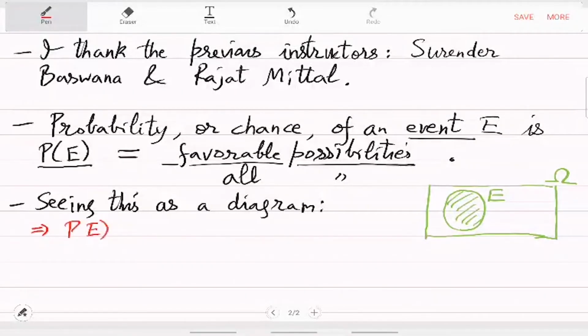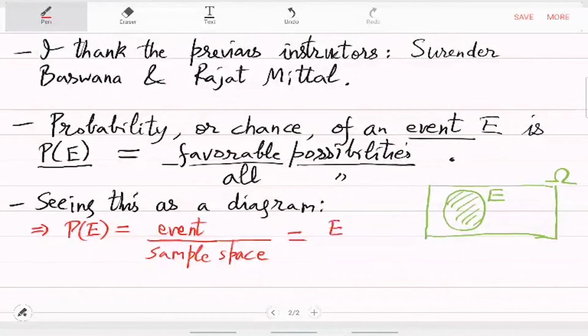So it is the event over the sample space, right, which in numbers is size of E over size of omega. This is what you know from your school days. So there is nothing new in this, no surprises. Let's start with some examples which will become more and more interesting as we proceed.